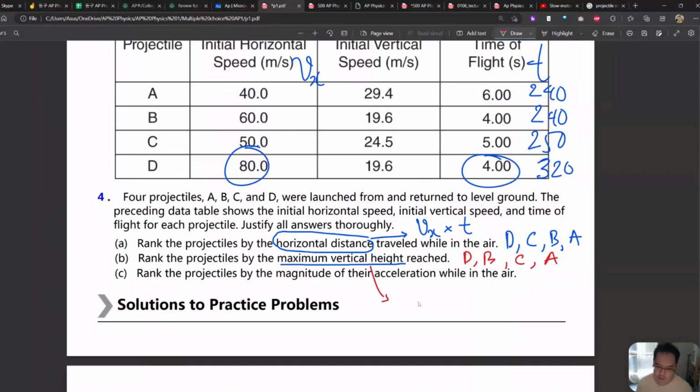Maximum height relates to the initial vertical speed multiplied by time plus 1/2 g t squared. The time is V0 sine theta over g.